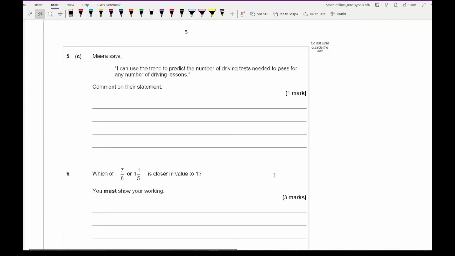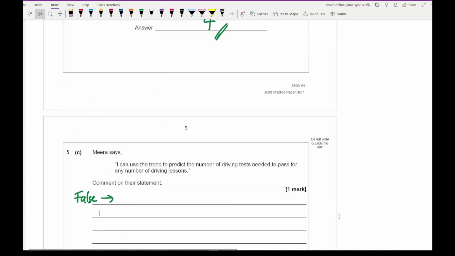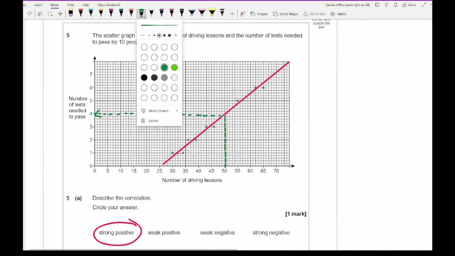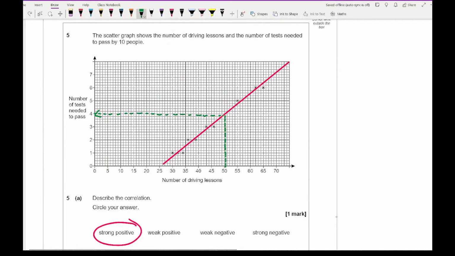The next question then says, Mira says that I can use the trend to predict the number of driving tests needed to pass for any number of driving lessons. Comment on her statement. Here there's a couple of correct answers you can have, and it's only worth 1 mark, but basically her statement is false. The reason is that using this data from the 10 people, we can only use the ranges which the results give us. So we can only estimate lessons from 30 to 65 and only look at people who took tests from 0 to 6.